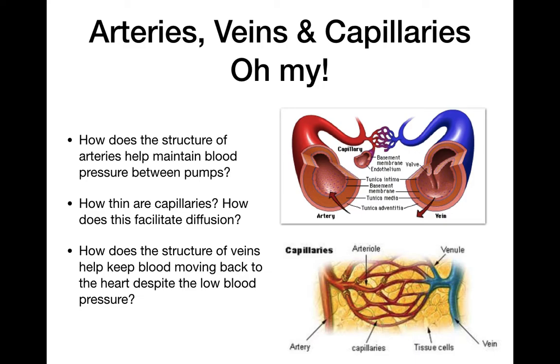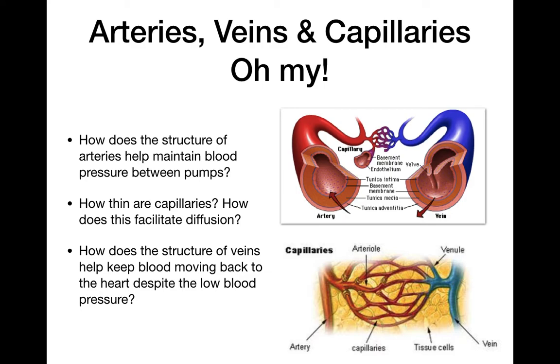It maintains that pressure to pump the blood throughout the entire body, because getting that oxygenated blood from the lungs through the heart to the whole body is a major priority for your body. And then the next thing is going to be capillaries. How thin are they? They're as thin as one cell. This helps with diffusion because there's less area for the different nutrients and gases to pass through.